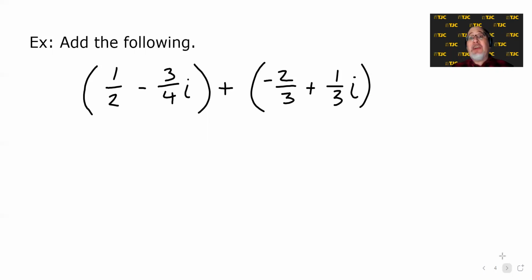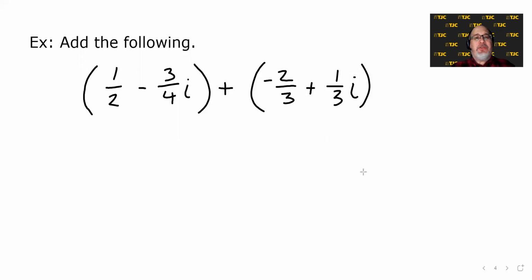I invite you to pause the video and try this one. Now, the fact that it has fractions does not change your plan of attack. To add these complex numbers, you're still just going to combine the real parts and combine the imaginary parts. You should know the rules for adding fractions, but don't worry, we're going to review them here in a second. So pause the video, give it a try, and see if you can add these together.